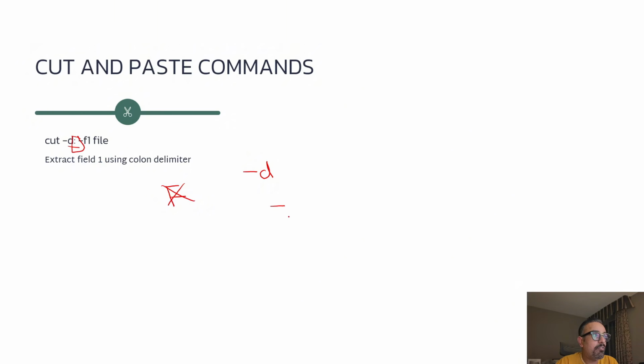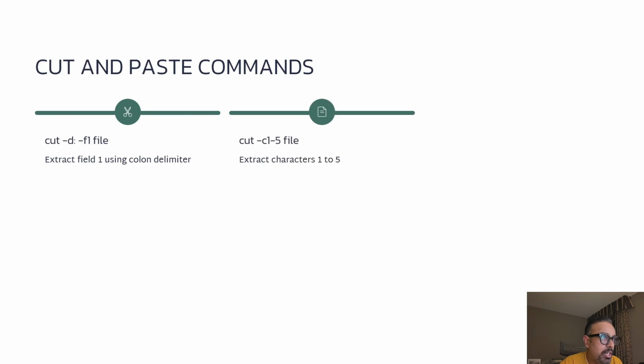And -f1, what exactly does it mean? It says select the first field. So this is the delimiter and this is saying select the first field, making this perfect for parsing files like /etc/passwd. I will give you an example once we finish all of them.